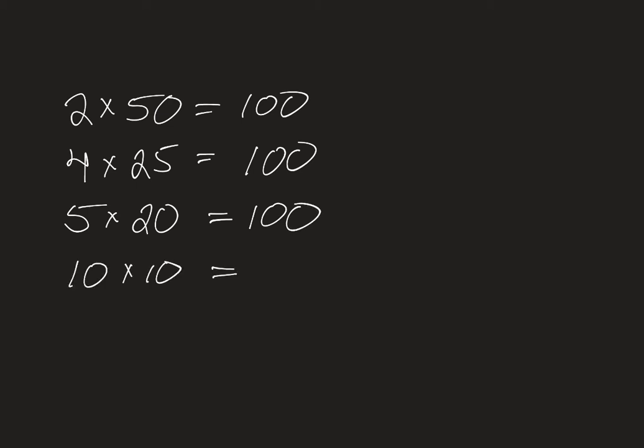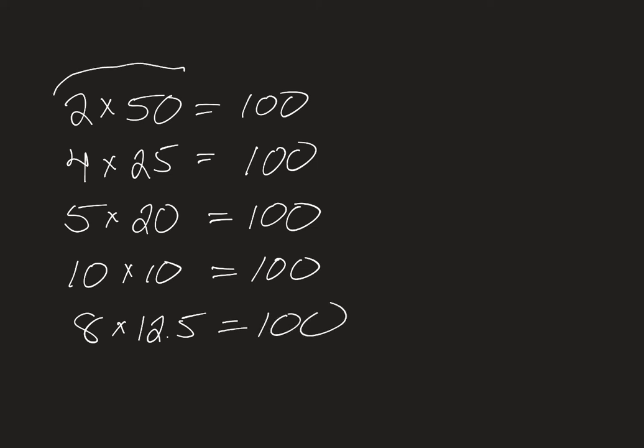I'm also going to add in 8 times 12.5 or 12 and a half. That's also 100. Okay, these are all kind of nice friendly numbers that if you're working with a denominator of 2, 50, 4, 25, 5, 20, 10, or 10, it's easy to make 100. So let us take a look.